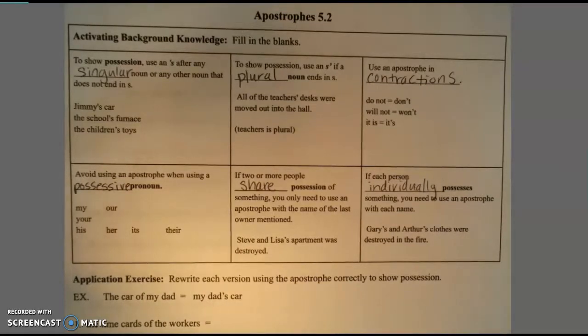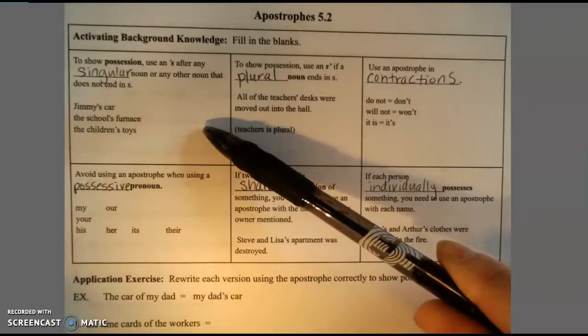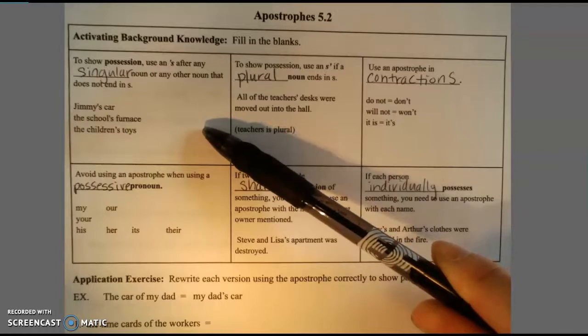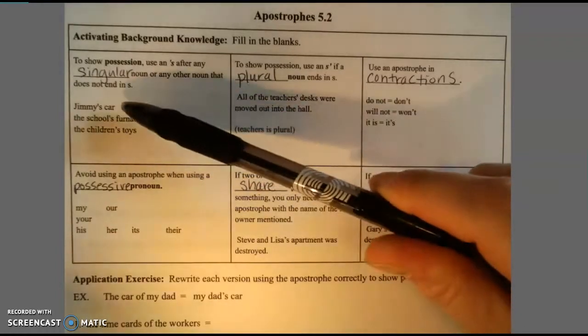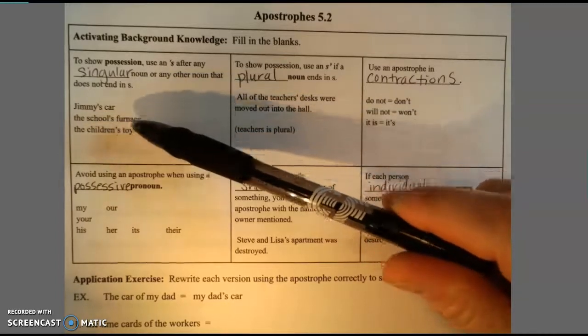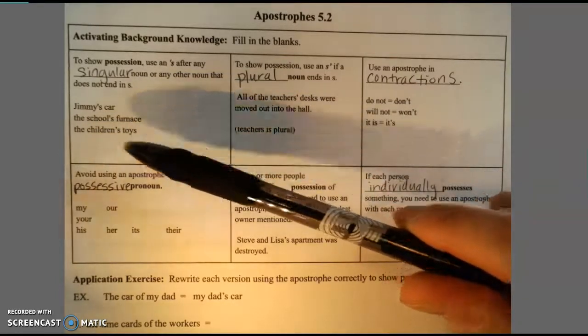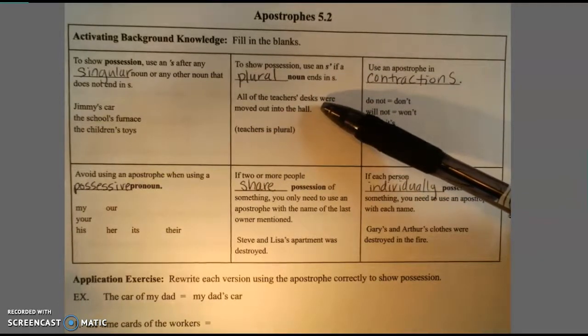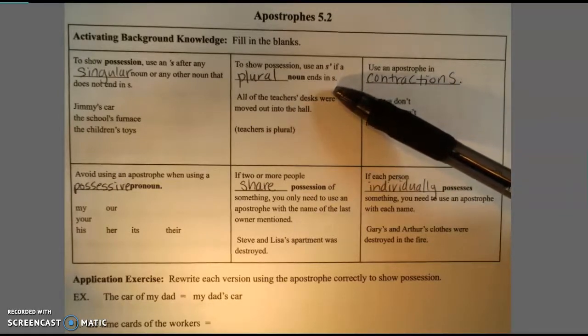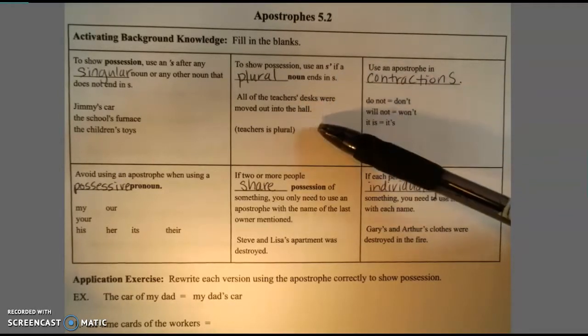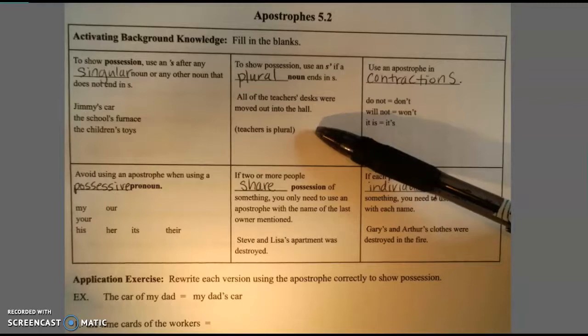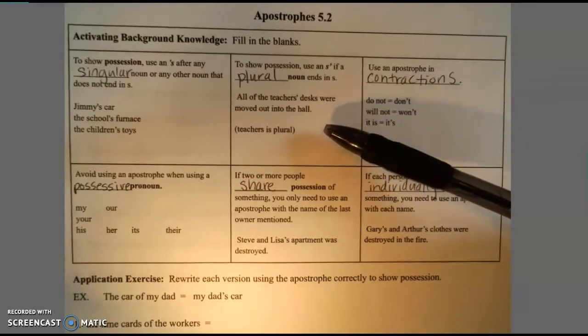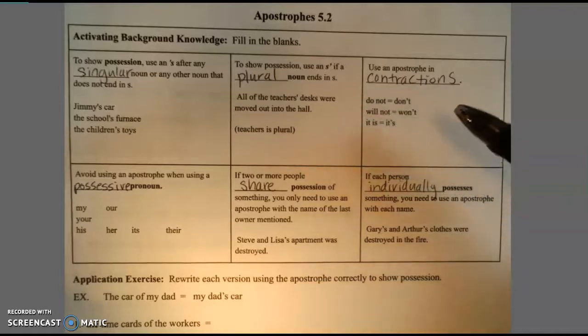So again, to show possession, we use an apostrophe S after a singular noun or any other noun that does not end in S. So that's singular nouns like Jimmy and school, as well as a plural noun like children. To show possession, use an S apostrophe if a plural noun ends in S. It's a little bit wishy-washy about whether or not you do it with a singular noun that ends in S, but that's something that we'll talk about a little bit later.